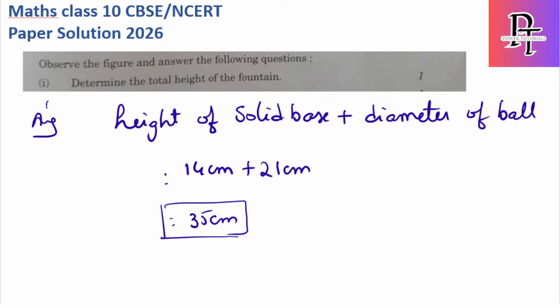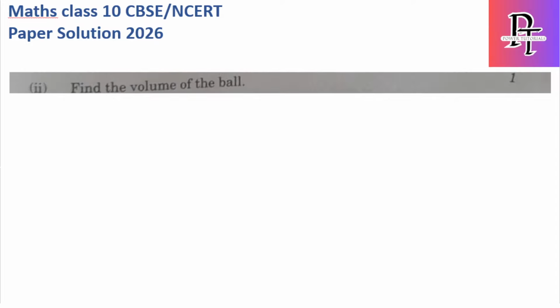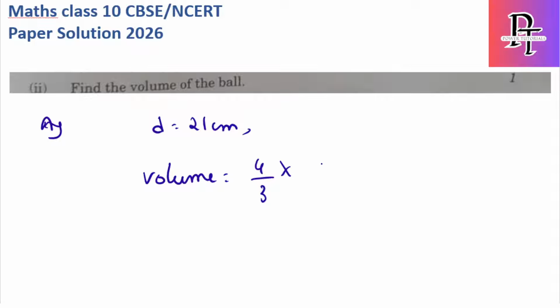Okay, so first answer is easy. 1 mark is done. Let's move to the second one. Again, one more question. Find the volume of the ball. So we know the diameter is how much? 21 centimeters. So it is a sphere. Sphere volume is 4 by 3 pi r cube. Just use the formula.